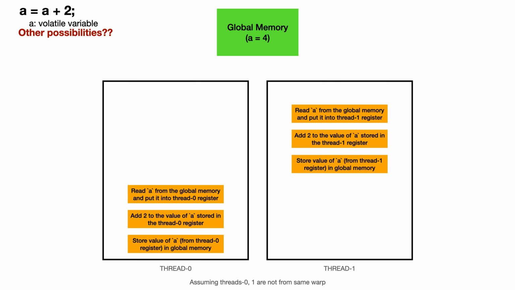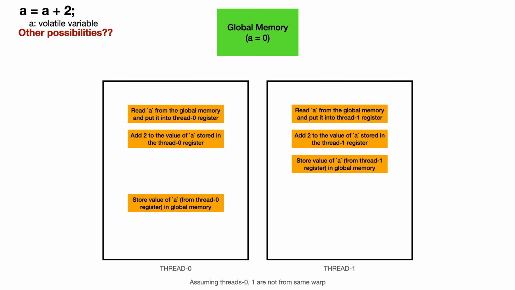But are there any other possibilities? Definitely, yes. So let's say this is the order of execution, because thread 0 and thread 1 are from different warps. They can have arbitrary order of executing the instructions. So let's say this is the new order. Both the threads read A from the global memory at the same time and load the value into their respective registers. And then they add 2 at the same time. So the thread 0 register would have 2, and the thread 1 register would also have 2. But the global memory still has A equals to 0.